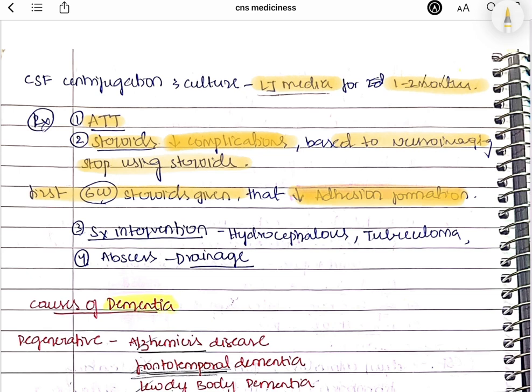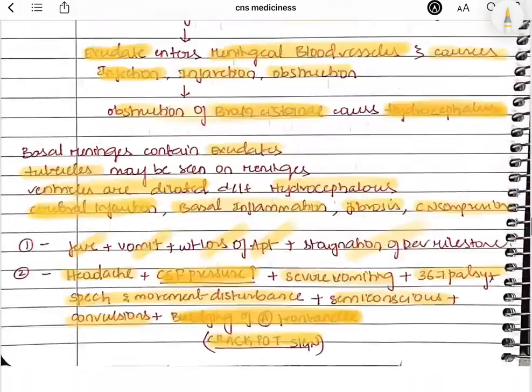So: anti-tuberculosis therapy, steroids, and then surgical intervention. If there is any tuberculoma, you can surgically remove it. If there is any hydrocephalus, you can put shunts. And if there is any abscess, you just drain it. So let's revise this whole thing.